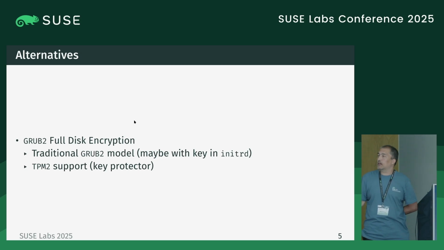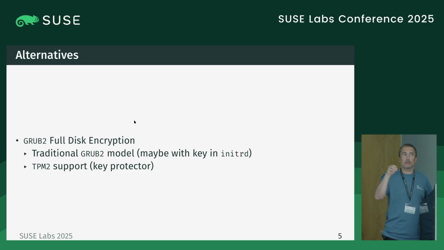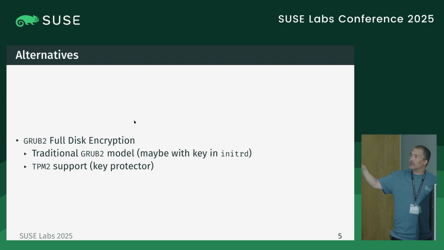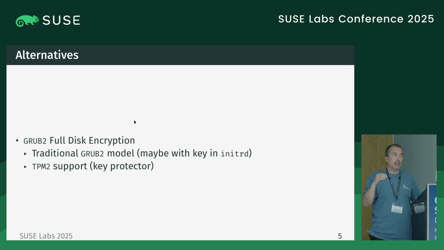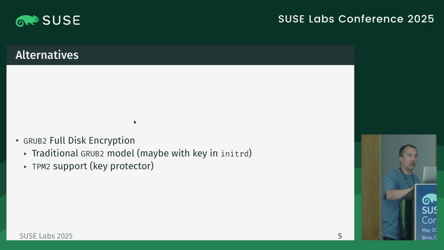Recently, upstream accepted certain patches, I think from Microsoft, with some maintenance from SUSE and other companies, about a new concept that is the key protector, a kind of plugin architecture where you can plug in different authorization mechanisms, and one of them that has been implemented is the TPM2 support. So nowadays, upstream GRUB2, we can say, supports TPM2.